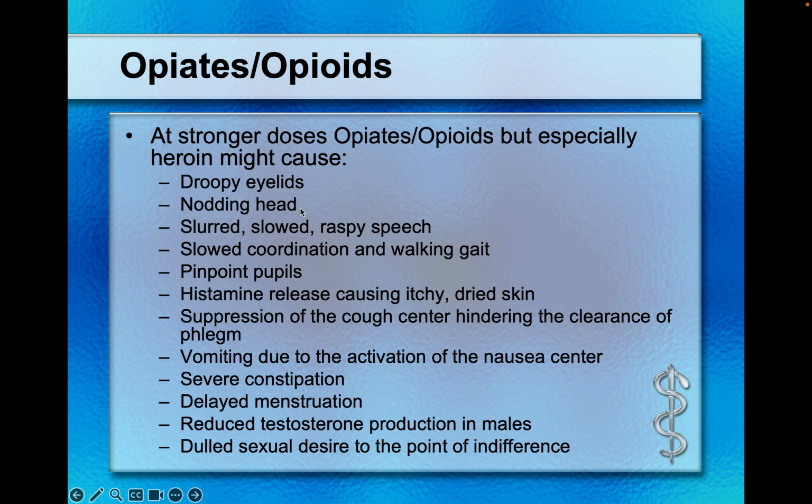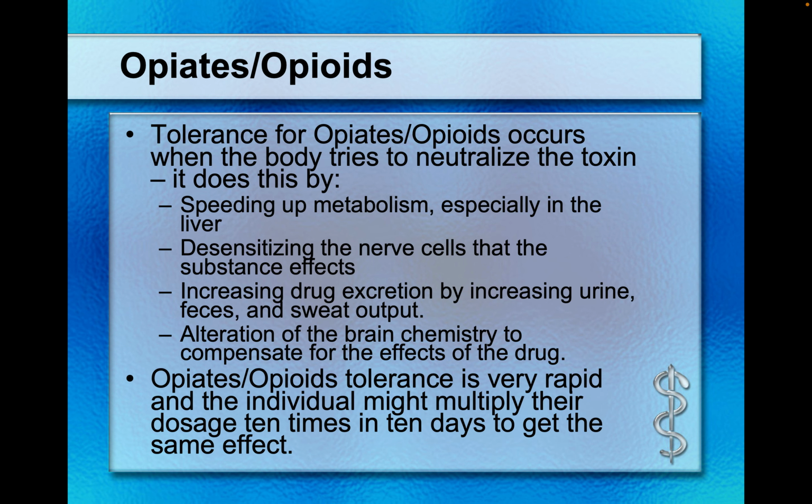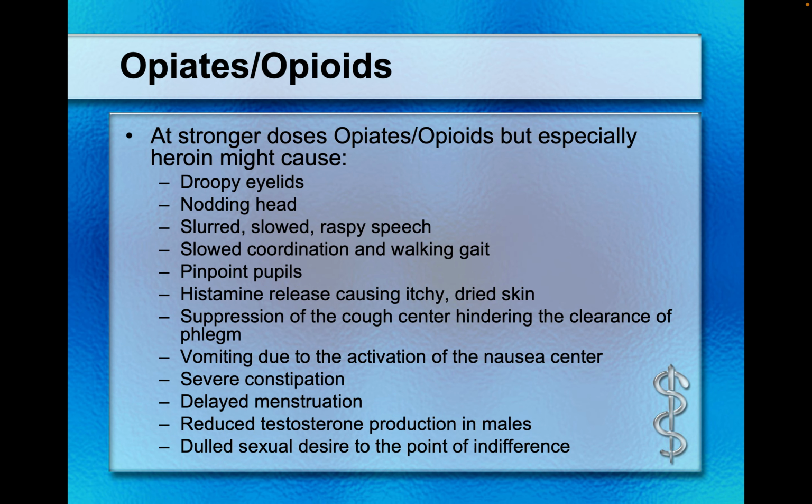Droopy eyelids, nodding head, that's me right now. Tolerance for opiates, and of course the slurred, slowed, raspy speech. You don't know what they sound like normally, so that one's a tough one. If they have a strange walk, you don't know what they look like.